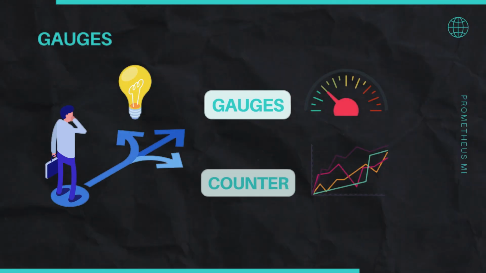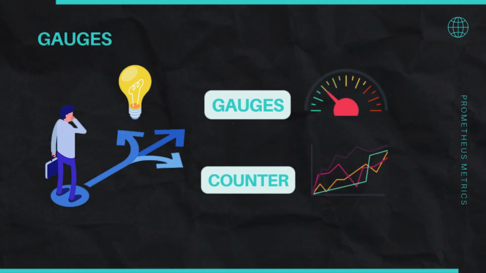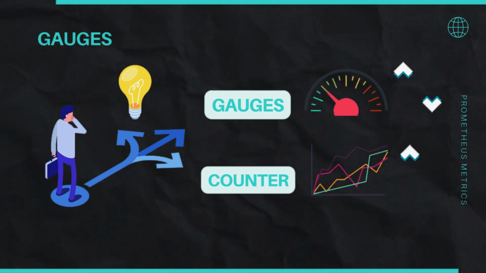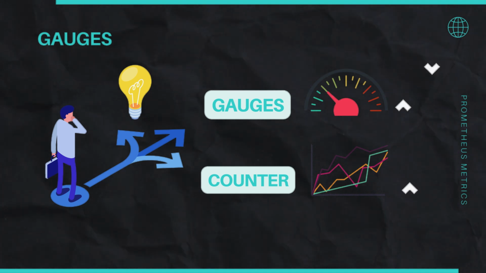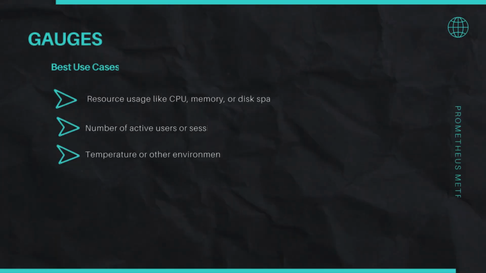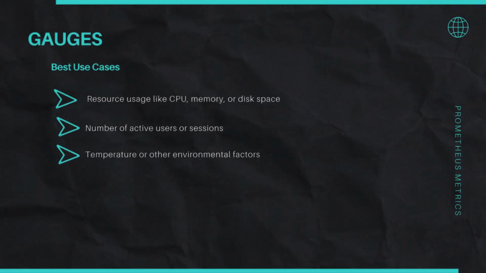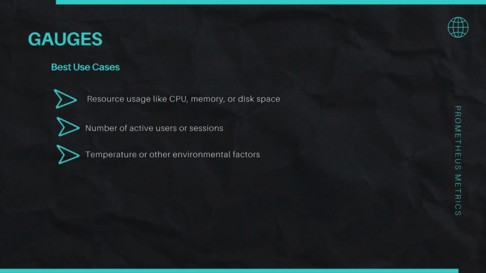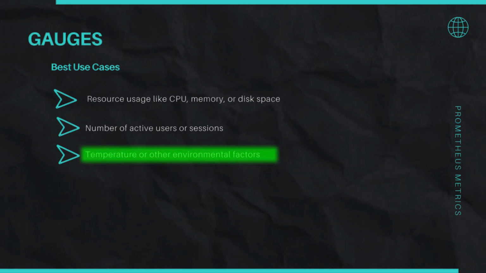We have to decide which metric to use. If we chose a counter here, it would get stuck at 520 megabytes utilization, and you wouldn't be able to see 480 megabytes, because counters never decrease. Here are a few use cases for gauges: resource usage like CPU, memory, or disk space, the number of active users or sessions, or environmental factors like temperature.